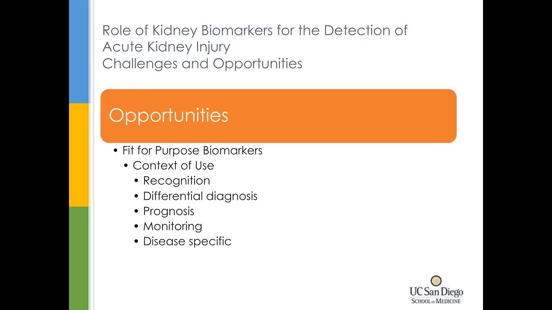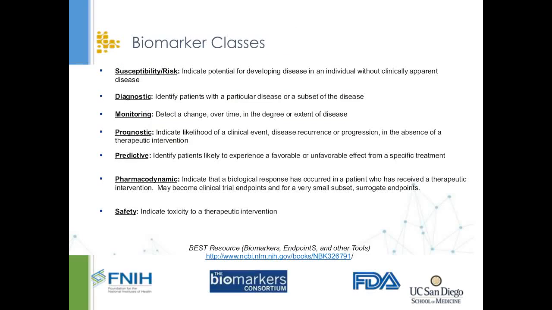To summarize, I think one of the biggest areas where the opportunities are is to think about these biomarkers as a fit for purpose. Now, this is the context where the FDA and regulatory bodies look at biomarker qualification and for release. And if you look at the context of use, these can be in these five categories overall. And this slide is taken from the FDA and the Biomarkers Consortium, where you can classify biomarkers in terms of identifying susceptibility and risk, diagnostic, monitoring, prognostic, predictive, or pharmacodynamic profiles.